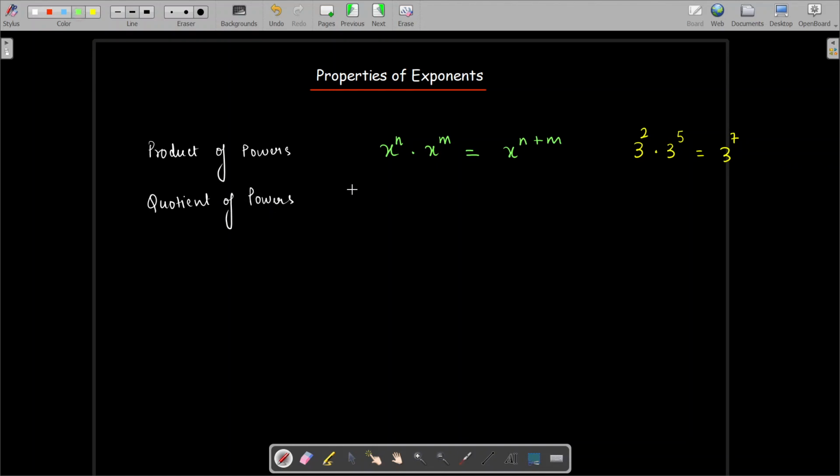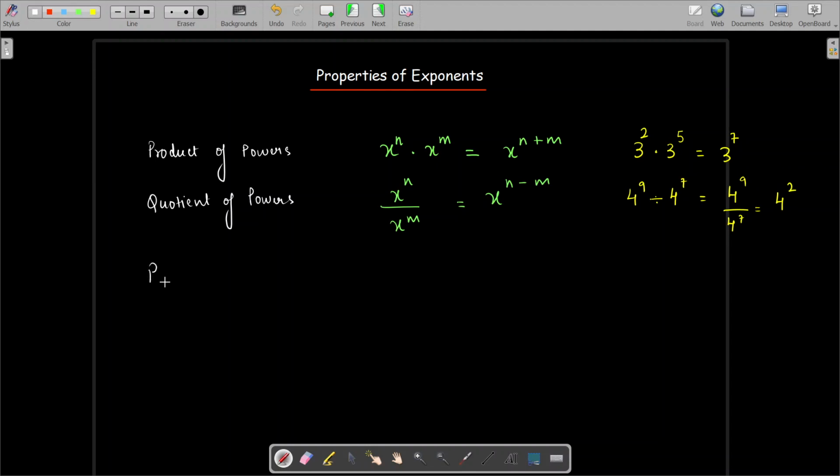And you would have guessed it that if you have x raised to n over x raised to m, then we take the difference of the exponents. So n minus m. For example, 4 raised to 9 divided by 4 raised to 7, which is basically same as 4 raised to 9 over 4 raised to 7. So you just subtract the exponents to get 4 raised to 2. That's your quotient of powers.